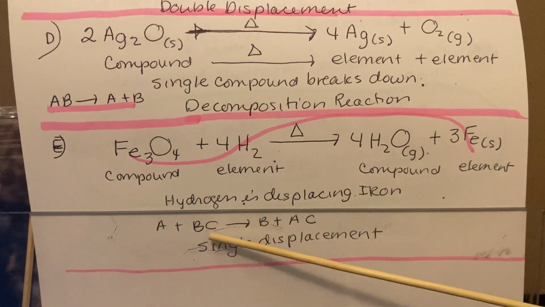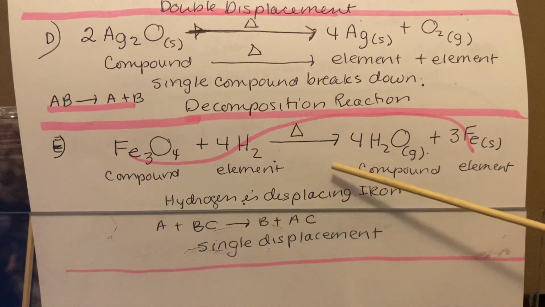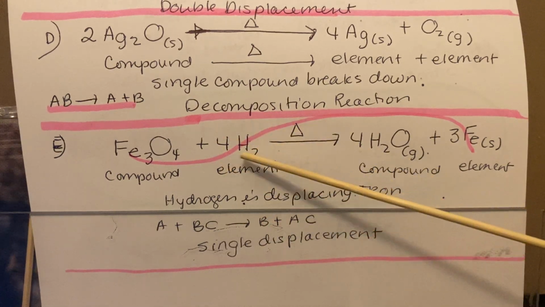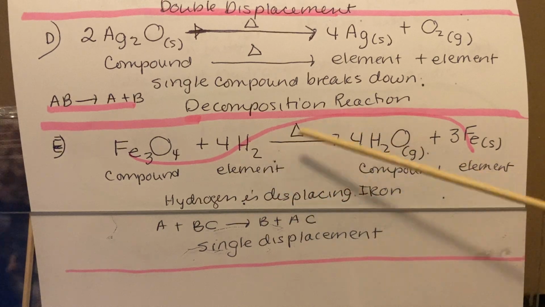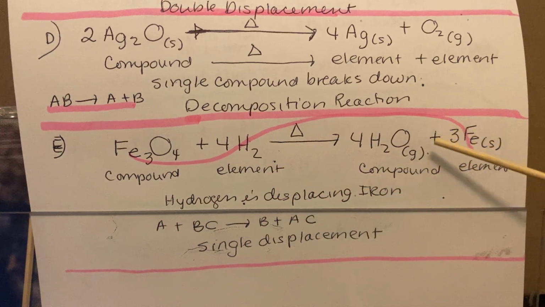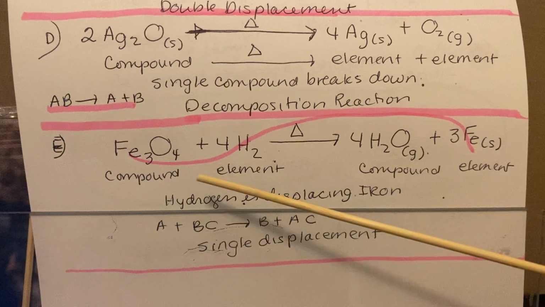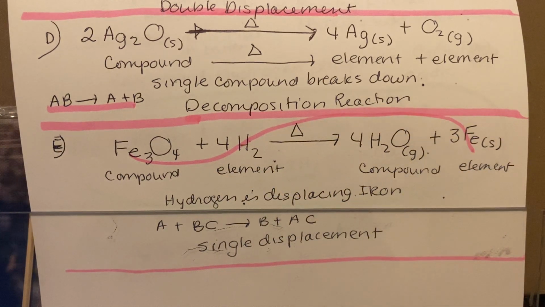It's A plus BC equal B plus AC. The reason we know this is because hydrogen is an element, this is a compound, this is an element, this is a compound, this is an element. So you know that there's only one of them being displaced. It's bumping one off, which it's doing in that one. Okay.